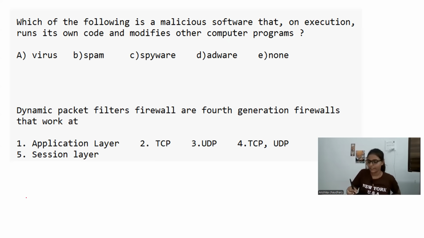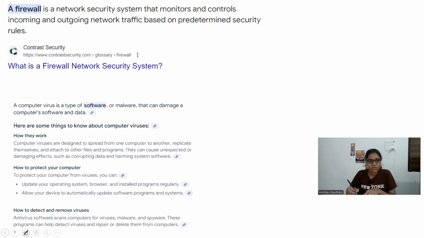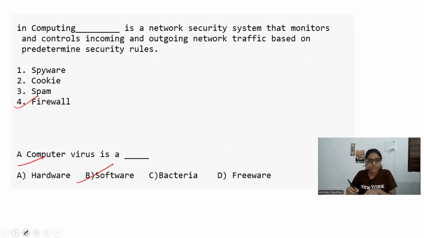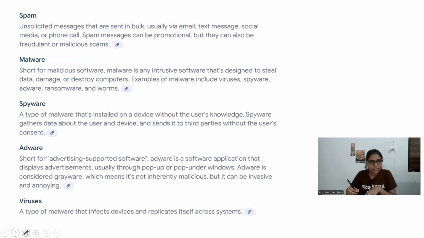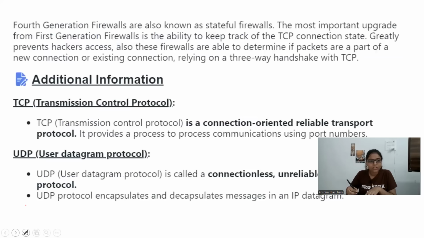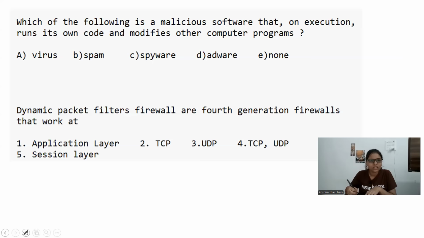Let's move on to the next question. Which of the following is a malicious software that can, on execution, run its own code and modify other programs? Virus, spam, spyware, or adware? So the answer for this particular question will be virus.